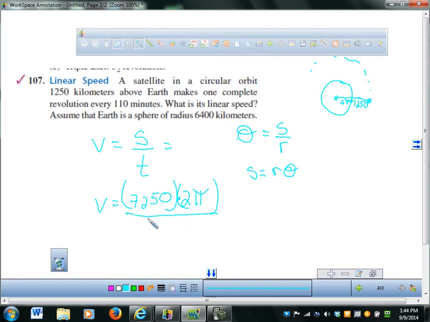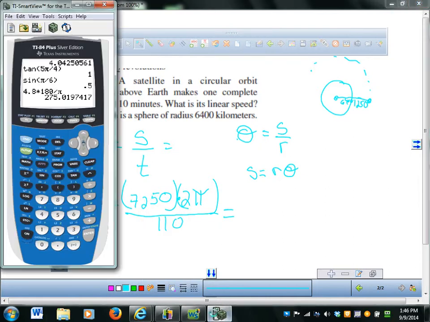And if I take S and divide it by T, I get the linear speed, okay? And so V for velocity, velocity really implies direction, but we're calling it V anyway. So I'm going to divide that by 110 minutes, and if I take these numbers, I multiply them together using my calculator, 7,250 times 2 pi. I'm going to divide that by 110 minutes.